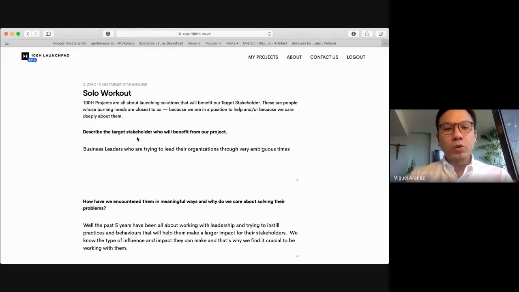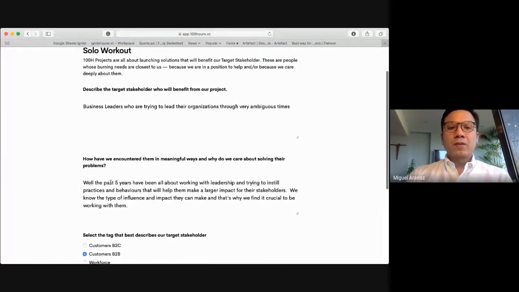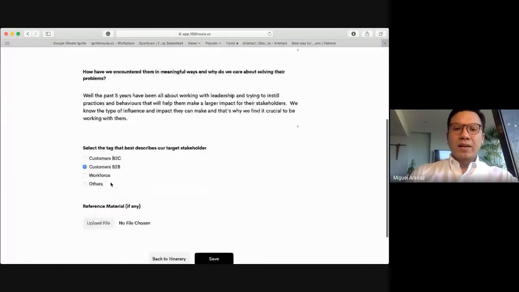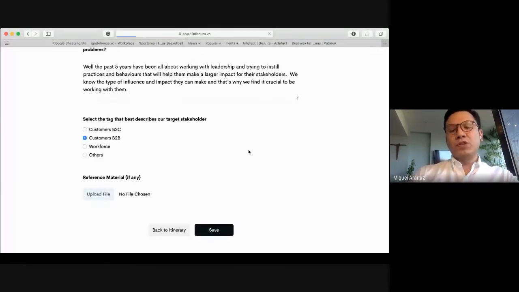This solo workout is specific to who exactly is your target stakeholder. So in this case, instead of starting off with a problem statement, we first want to understand and identify what needs of our stakeholders we should actually address. What I said over here was business leaders who are trying to lead their organizations through very ambiguous times. Once I save it, it leads me to the next step, which is peer exchange.